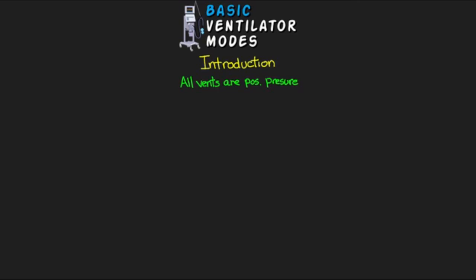Now, when we take a look at our different vent modes, there's really two main categories that you're going to come across. The first of these is something that we call volume control, and the other is something that we call pressure control. So first, let's take a look at volume control. Really the basis of this category is that we're going to be setting and controlling the volume of air that our patients get.